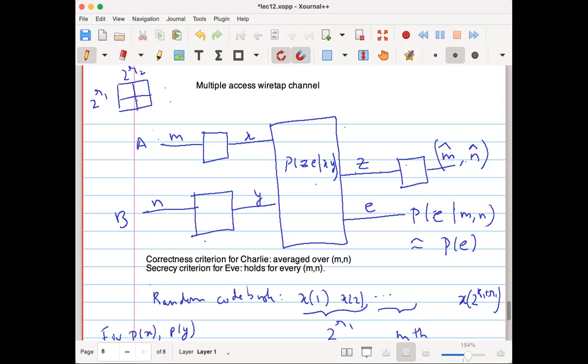So what is the probability distribution at Eve if Z? I can say this is 1 over 2 to the R1 plus R2. And then this is the probability of E given x_i, y_j. Of course this is the mth block and the nth block. And then there is a sum over i, j. So let me write. What's wrong with this?